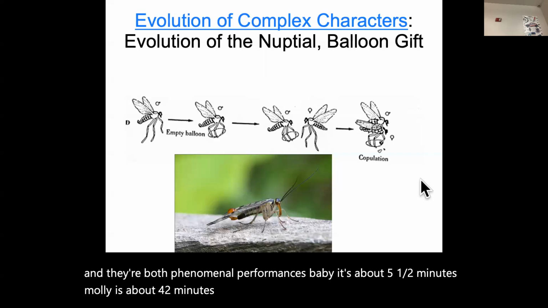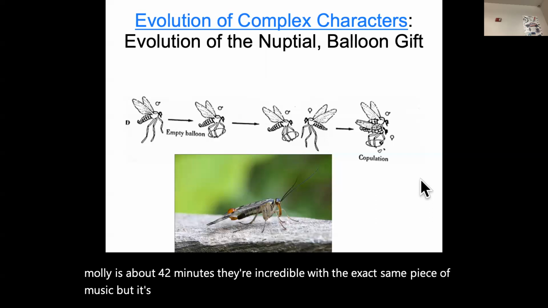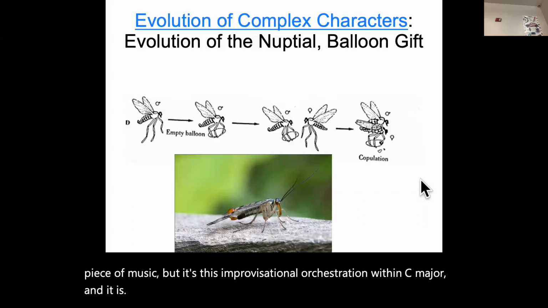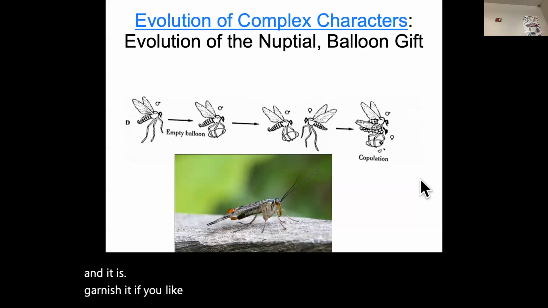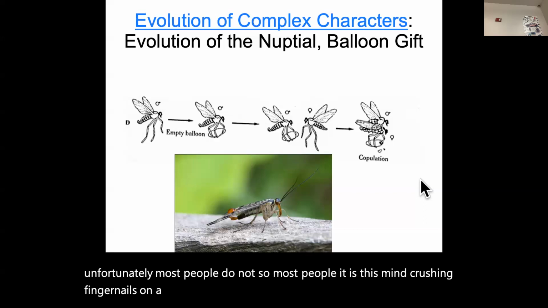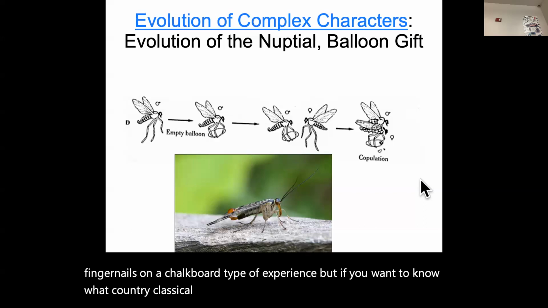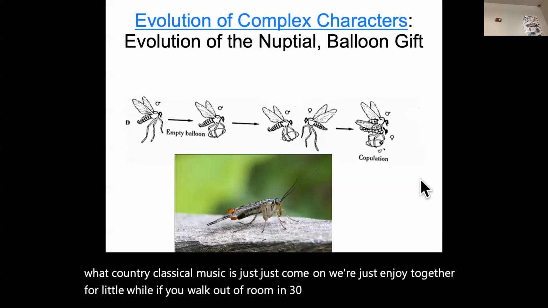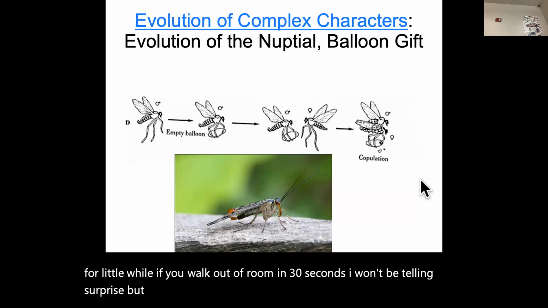They're incredible. They're the exact same piece of music, but it's this improvisational orchestration within C major, and it is astonishing if you like it. Unfortunately, most people do not. So most people, it is this mind-crushing fingernails on a chalkboard type of experience. But if you want to know what modern classical music is, just come on, we'll just enjoy it together for a little while. If you walk out of the room in 30 seconds, I won't be totally surprised. But still, you can have some fun with it.